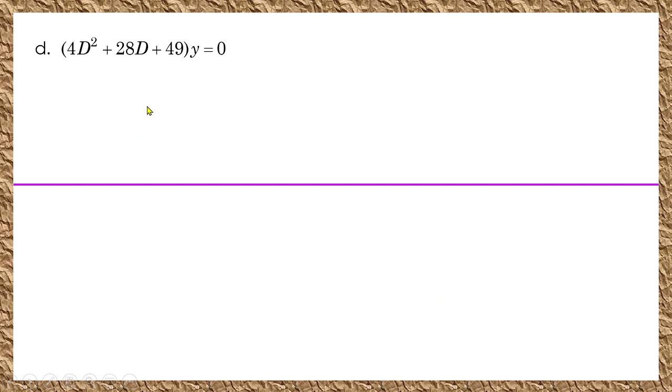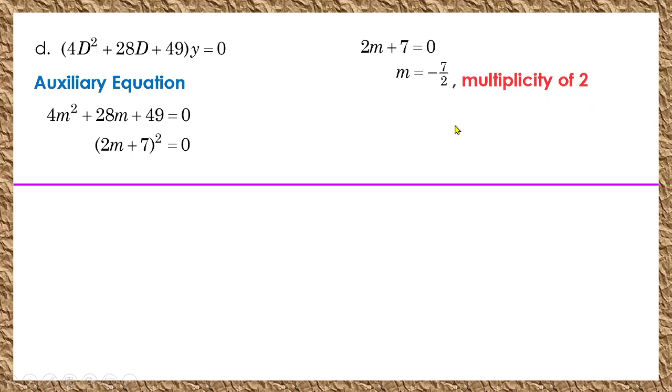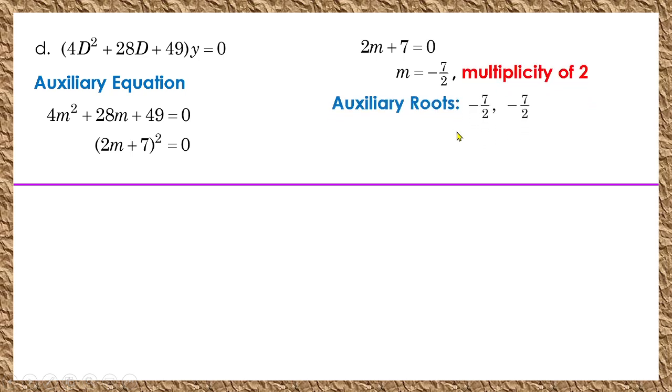What about that? 4D squared plus 28D plus 49 applied to y equal to 0. Auxiliary equation, 4m squared plus 28m plus 49 equals 0. That is factorable into (2m plus 7) quantity squared, just that left side, then equal to 0. So we have negative 7 over 2, repeated 2 times. So auxiliary roots are negative 7 over 2, negative 7 over 2.